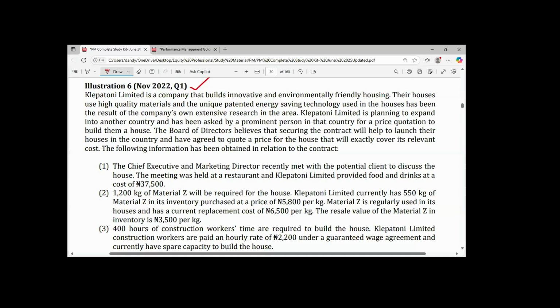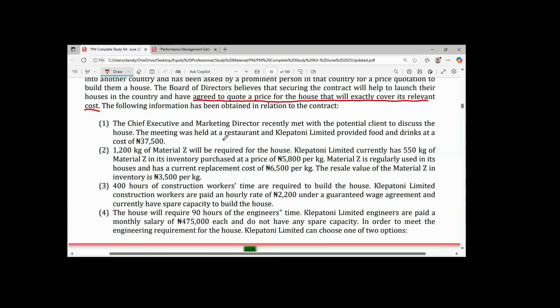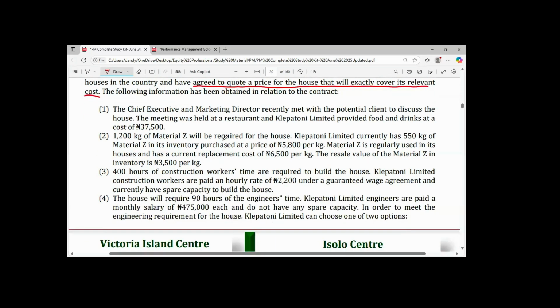1. The chief executive and the marketing director recently met with the potential client to discuss the house. The meeting was held at a restaurant and Clepatoni Limited provided food and drinks at a cost of 35,500.